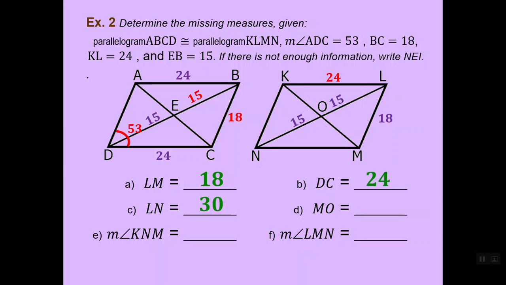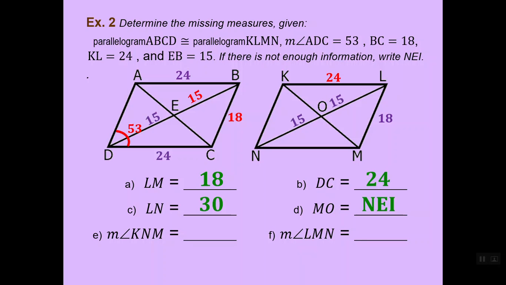MO. MO is our other diagonal. We don't know anything about that one. Let's look back to the other parallelogram, and we can see AC. There's nothing labeled there. We don't know anything about it. Since it's a parallelogram, we don't have any way of knowing what that measure is, and so this is not enough information to fill that out.